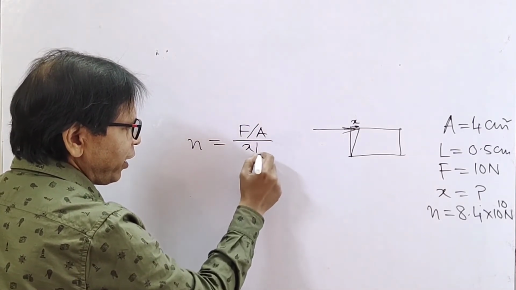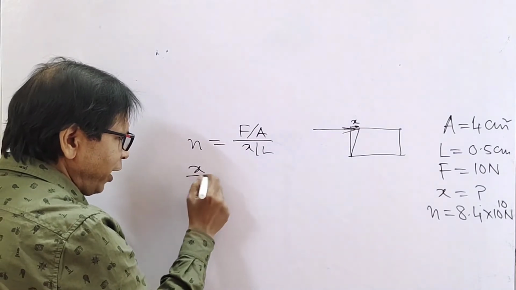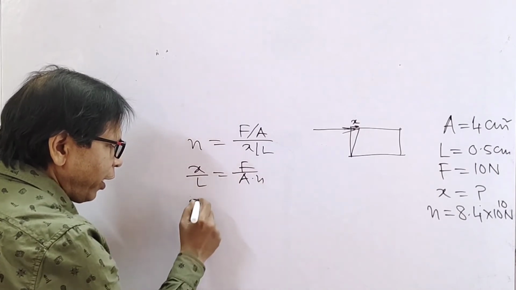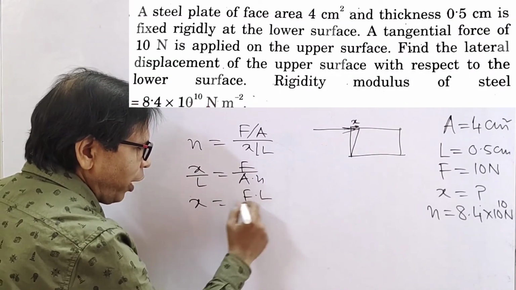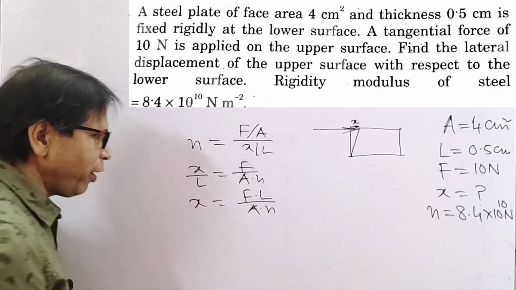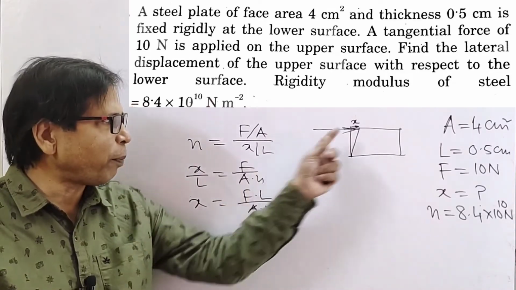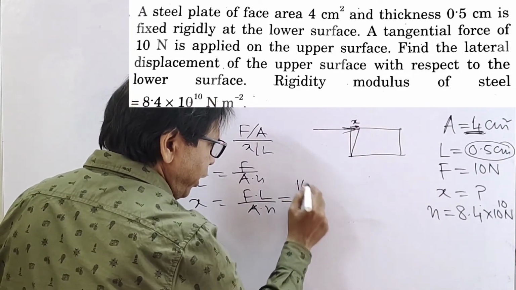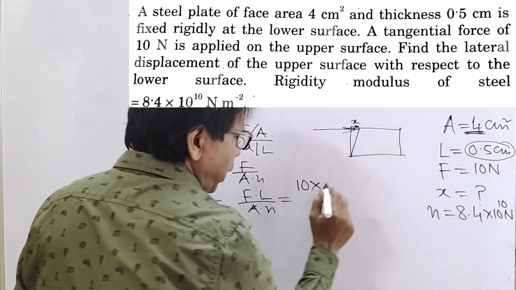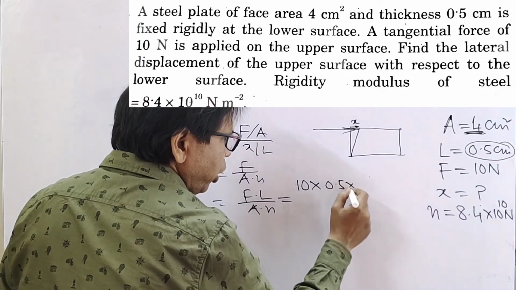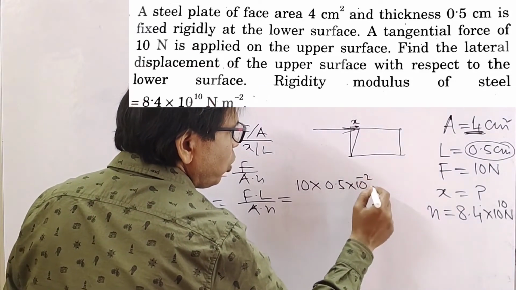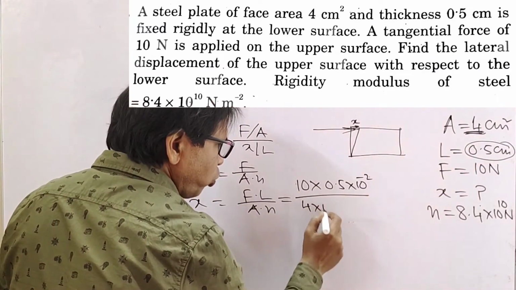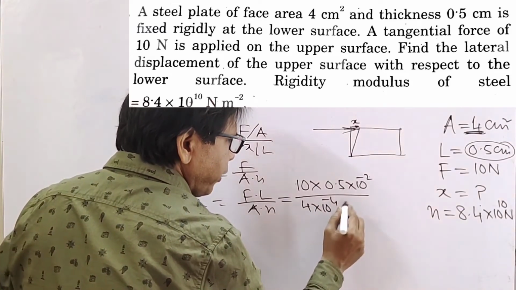by shearing strain. Okay, so look at this shearing strain, this is F by A into N. Here x equals F into L by A into N. Okay, this is the displacement of the upper surface with respect to the lower surface. Look at this, F is 10 Newton, L is 0.5 centimeter, it should be converted into meter. So this is 10 to the power minus 2, okay, and A is 4 centimeter square, so 4 into 10 to the power minus 4 meter square.